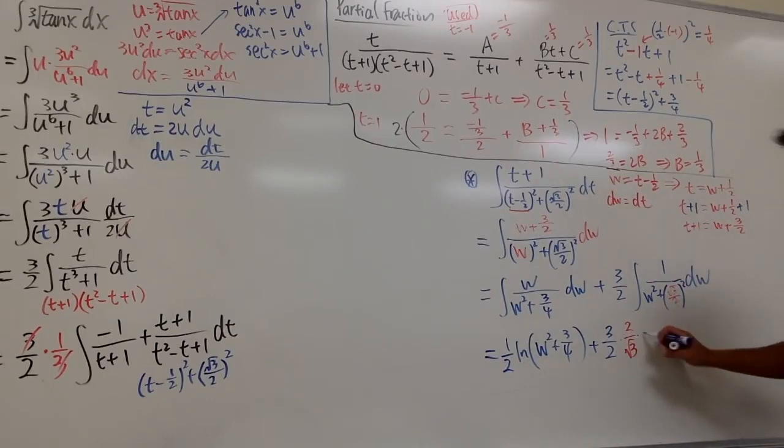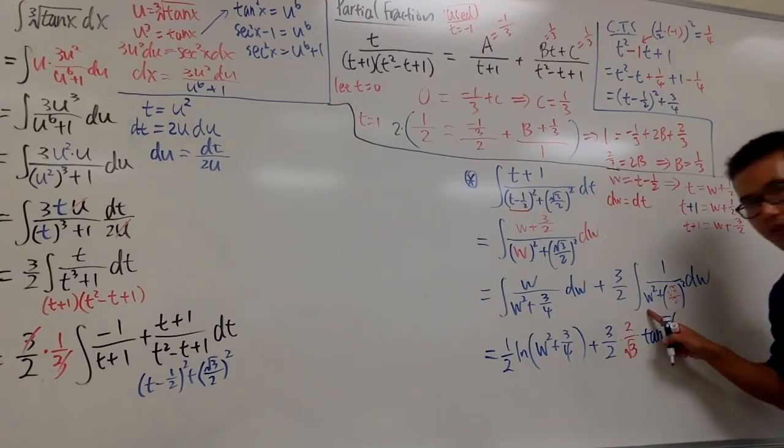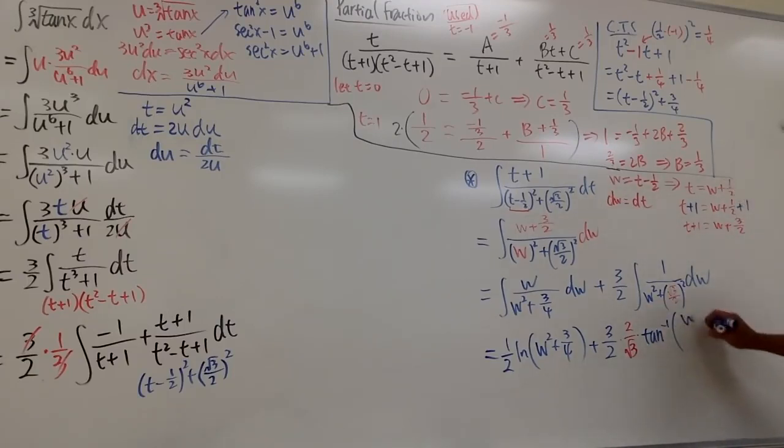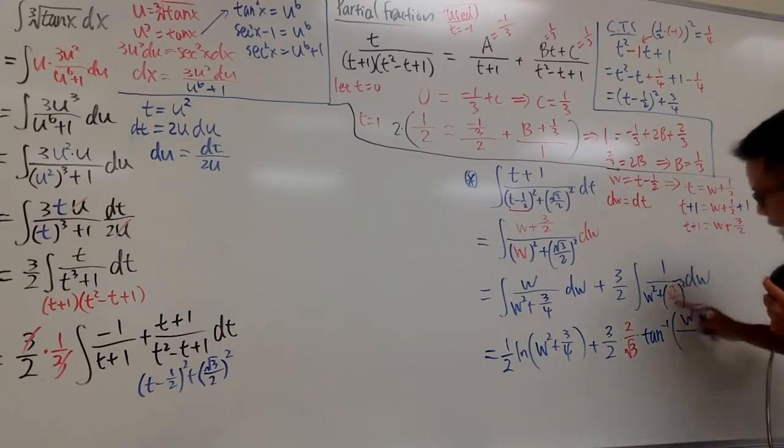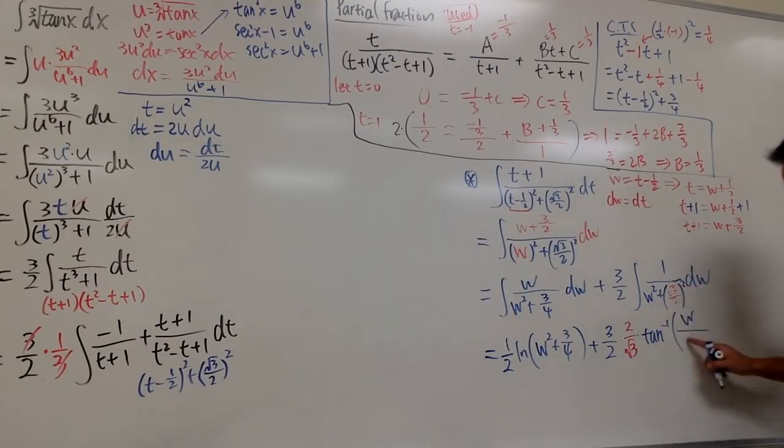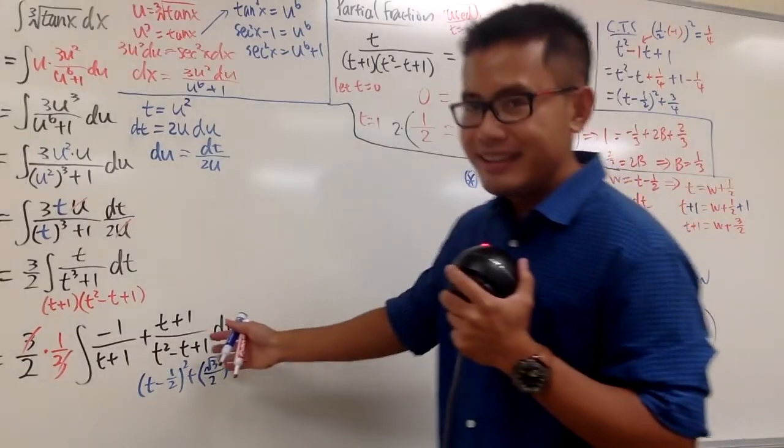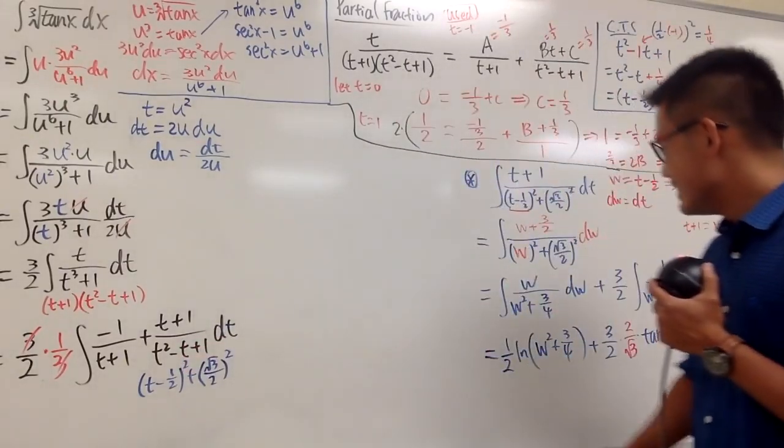And we will have the inverse tangent. The inside is going to be whichever variable we use, which is w, over the a value, which is square root of 3 over 2. But the 2 will come out here, so it's 2 over square root of 3, like that. So this part right here is pretty much it for that integral, and that's pretty much it.